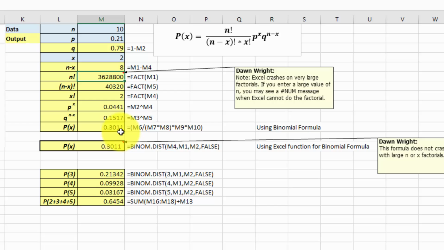Now to get the last answer, I use the binomial function and solved it for the values of 3, 4, 5 to get these. And then I summed up those three values plus the value for 2 to get the value for the probability of 2 to 5 inclusive of 0.654. So I hope this helps.